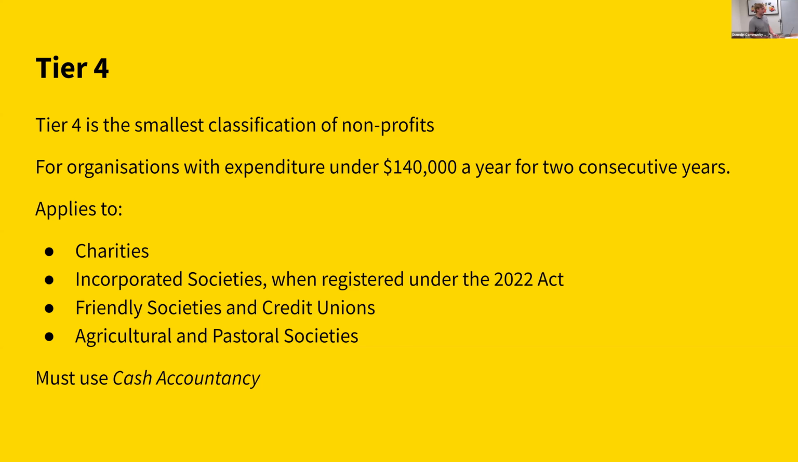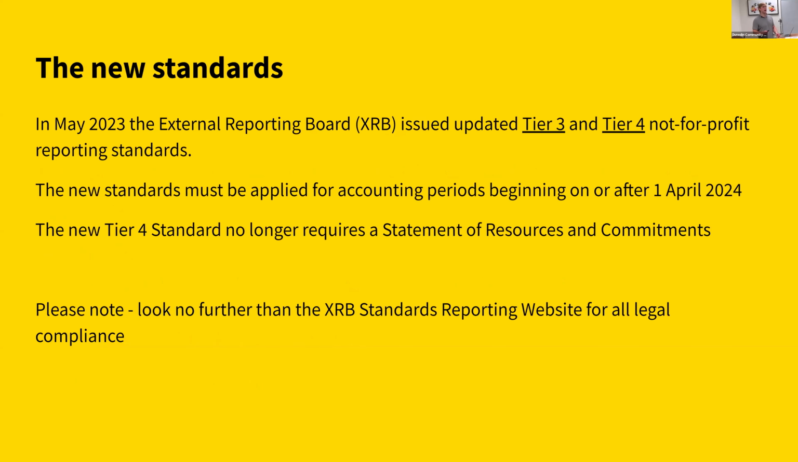A little bit about the new standards. So these new standards have been updated fairly recently. In May 2023, the External Reporting Board, or the XRB, issued updated Tier 3 and Tier 4 not-for-profit reporting standards. These new standards must be applied for accounting periods beginning on or after the 1st of April 2024. This is a legal requirement.